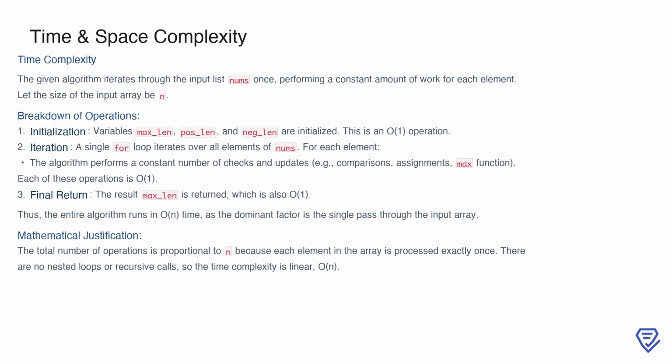During the iteration, the algorithm evaluates each element in nums and makes a constant number of checks and updates, such as comparisons, assignments, and calling the max function. Each of these operations is O(1), and since we're only looping through the array once, the total work done is proportional to the size of the array. Finally, returning the result max_len at the end is also an O(1) operation. Combining all of this, the dominant factor is the single traversal of the array, making the overall time complexity O(n). This is supported by the fact that there are no nested loops or recursive calls, ensuring the algorithm scales linearly with the size of the input.